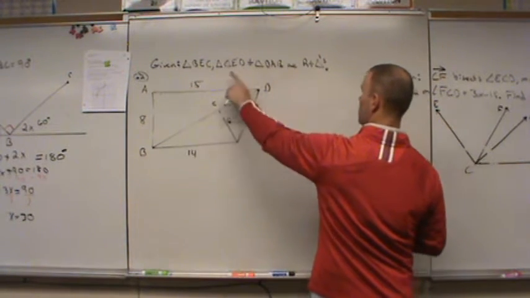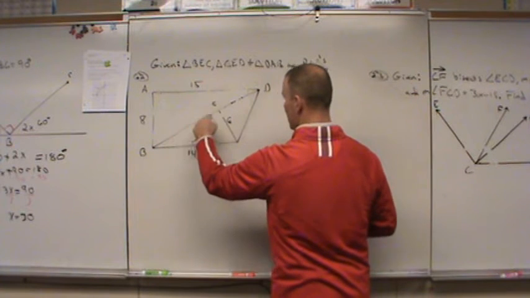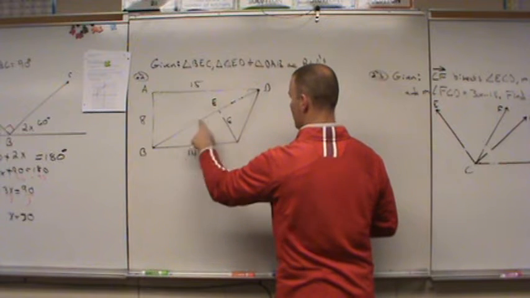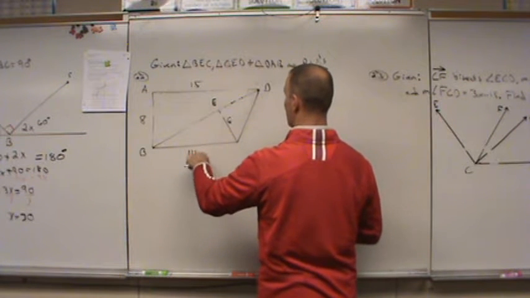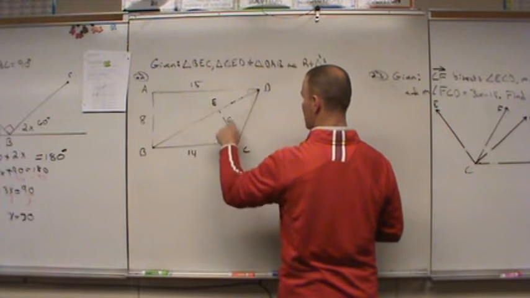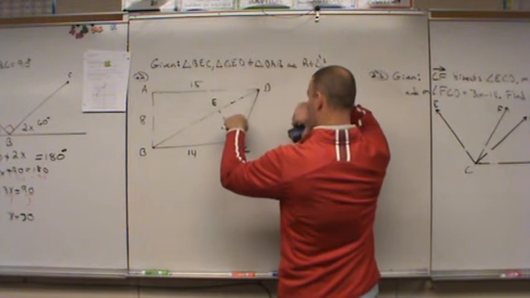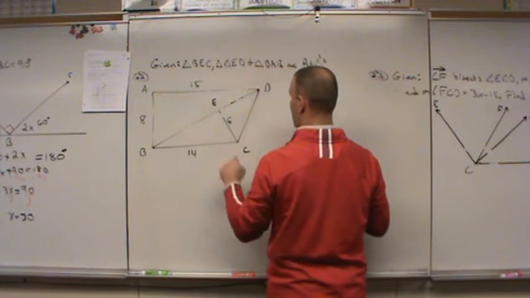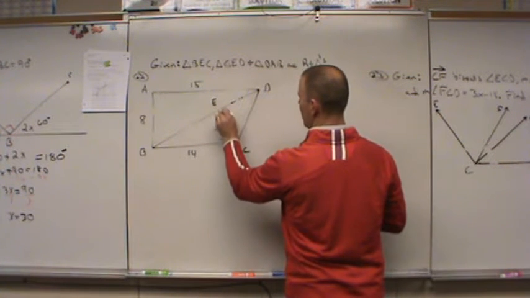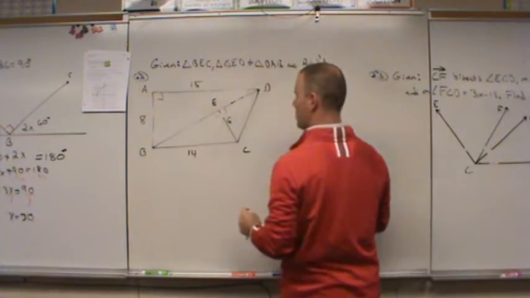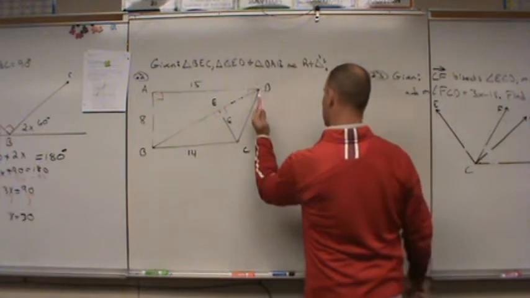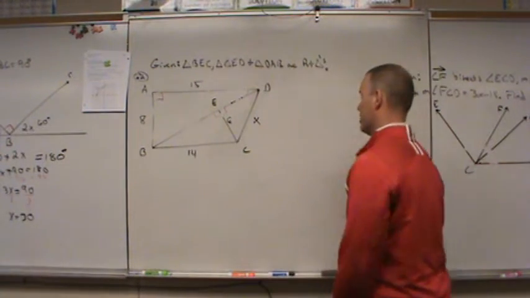Label what you're given. Well, given triangles BEC, CED, and DAB are right triangles. BEC, and this is an E right here, that would be the medium. CED, that would be the small triangle. DAB, that would be the large. Well, if they're right triangles, then this here's a right angle, this here's a right angle, and A is a right angle. So I put the elbow there. And it wants me to be able to find x.